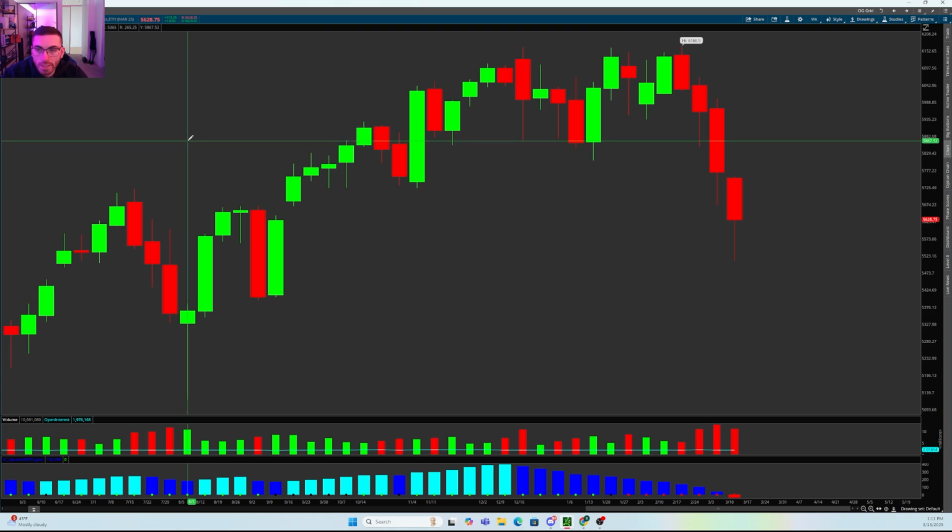All right, so if we're looking at ES on the weekly time frame, we can see that we have a weekly demand zone right here. We have a very large green candle to the upside and a smaller red candle right here.